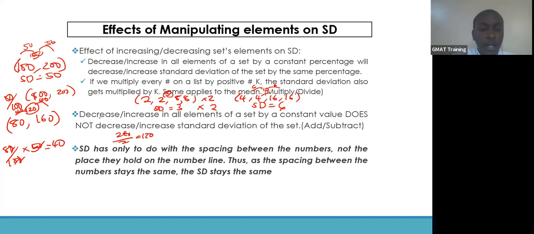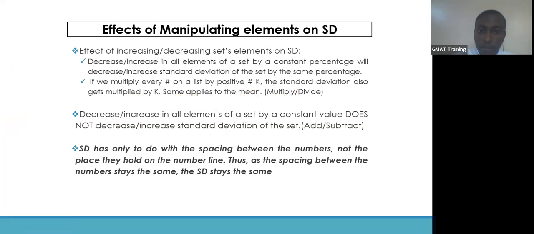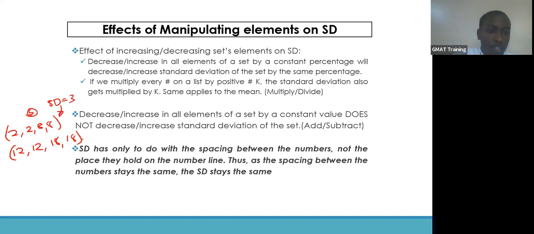All right, and then what happens if you increase all elements of a set by a constant value? And what do I mean by this? Let me clear this slide. We have, say, 2, 2, 8, 8. Let's add 10 to each value so that we can have 12, 12, 18, 18. Then the previous standard deviation, they had a mean of 5, so we have the standard deviation as 3 for this list here. What's the standard deviation of this one?